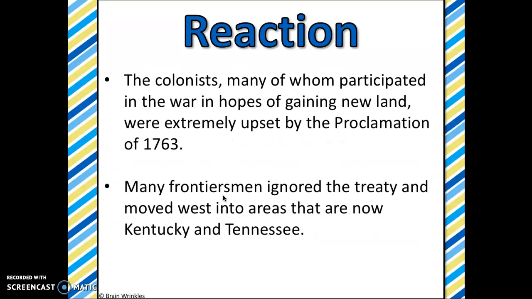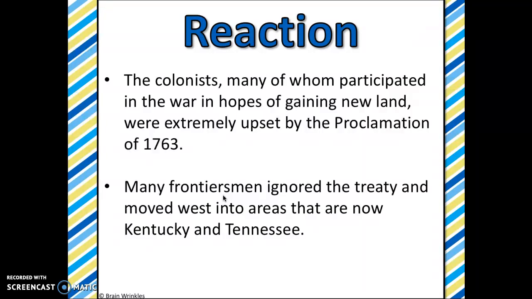The colonists, many of whom participated in the war in hopes of gaining new land, were extremely upset by the Proclamation of 1763. In a way, this was one of the ways to punish them for going to war with Great Britain by saying you can't move any further than here. And if you have already moved, come on back. That was a way to punish them. So they weren't happy. They started the war, the Indians and the French, in hopes of gaining more land in North America, and ended up losing it. So they were upset that they had to come back.